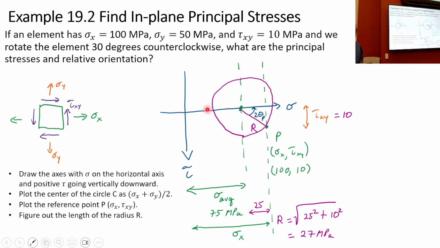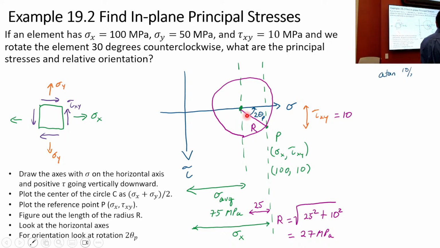And sigma 2, where's sigma 2 going to be? If sigma 1 is the center, the average, plus the radius, what is sigma 2? Yeah, the average minus the radius. That will give you sigma 2. Good. Okay, so I like Mohr circle to calculate the magnitudes. It's also useful for calculating how much angular rotation we have to have.